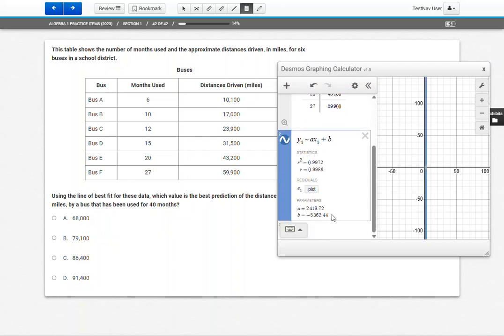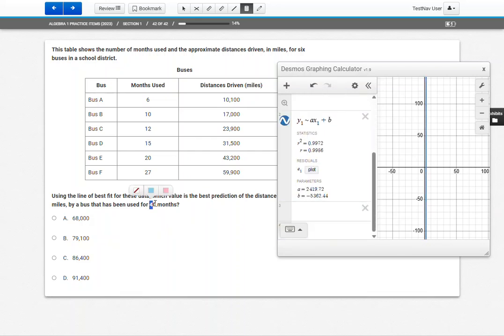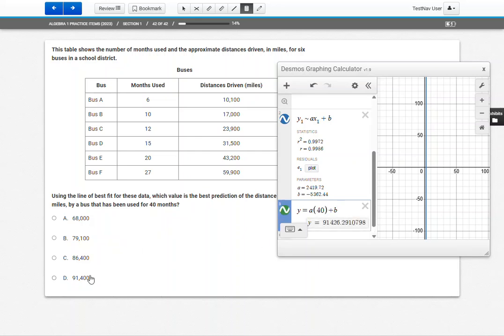Okay, and then it's telling me after 40 months. So I'm going to have to type y equals a times 40 plus b. So it's about 91,026 right there. Okay, that's the last one.